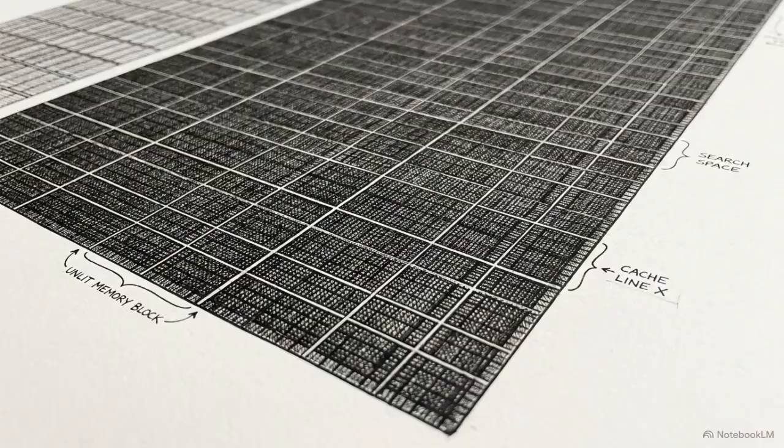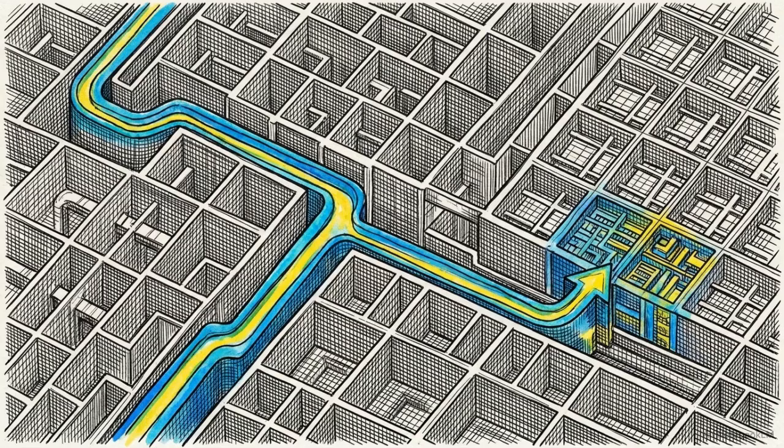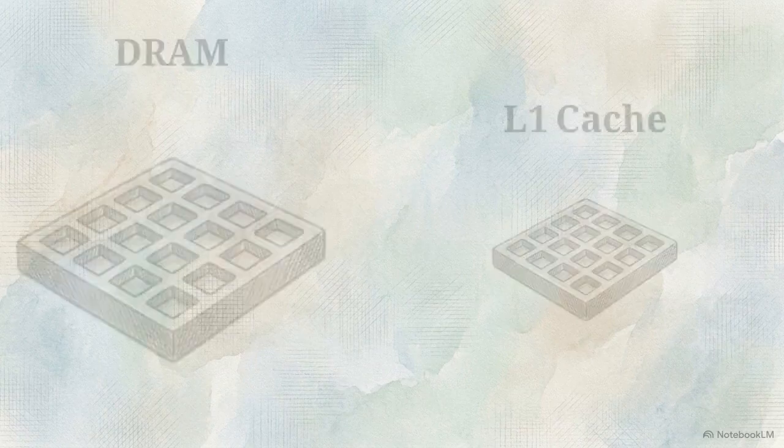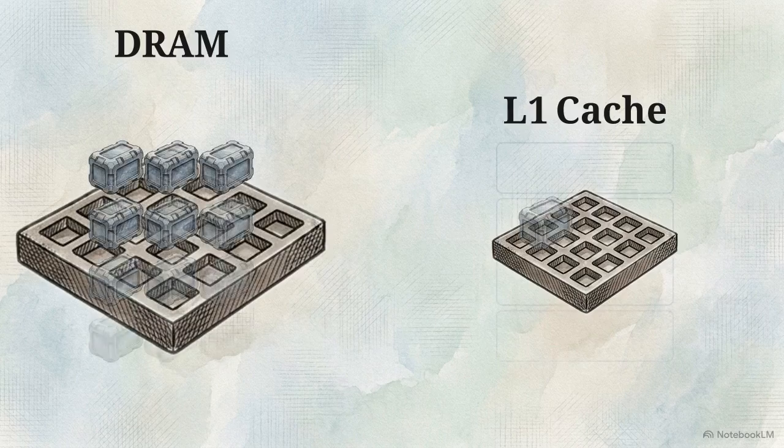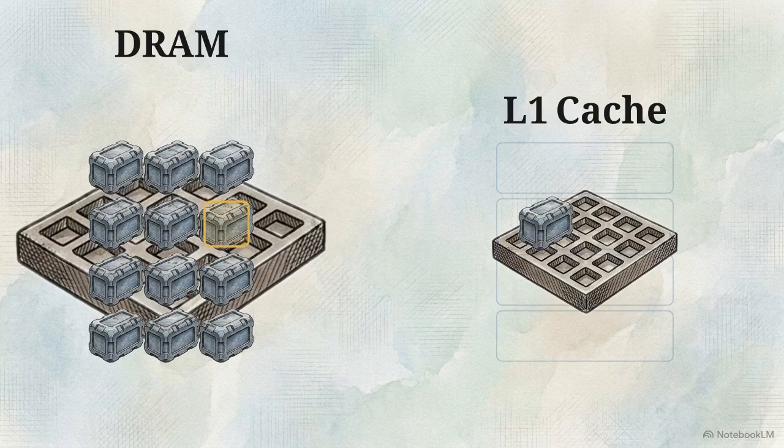With data constantly flowing in and out of the cache, the CPU faces a search problem. How does it instantly know if a specific memory block is currently housed in the cache without wasting time searching the entire space? Here, we see the set associative mapping compromise. A block of memory from DRAM is assigned to a specific set in the cache. It can occupy any available slot within that specific row, successfully balancing search speed with flexible storage.